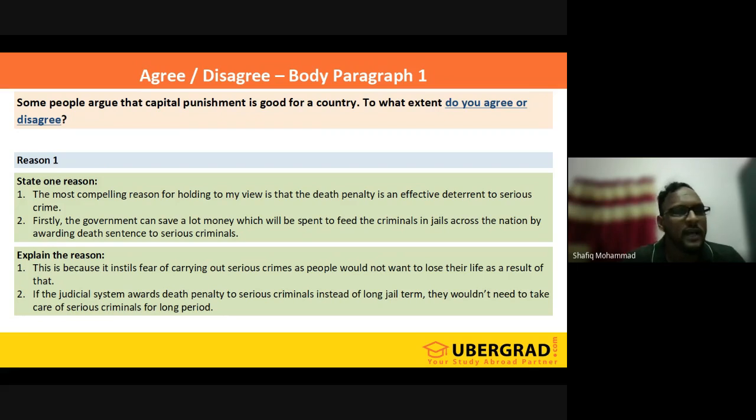So, any more answers, guys, for the agreeing statement? I know you have those sentences before you. So all you need is to inculcate your own ideas and make a beautiful sentence and give a body paragraph one for agreeing. Any more answers for agreeing?